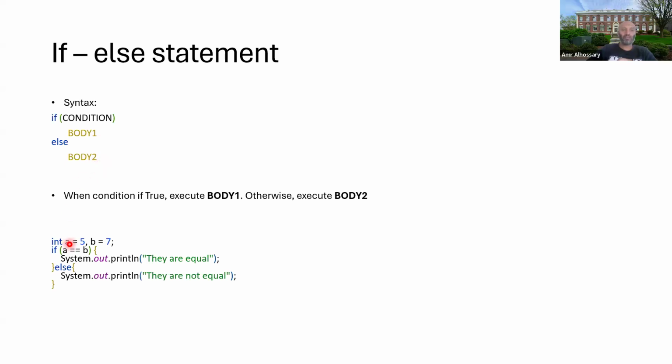So the same numbers, integer a equals 5, b equals 7. If a equals b, print they are equal, else print they are not equal. So what will happen here? Because it's not equal, it'll print they are not equal, which is the second one. Exactly.